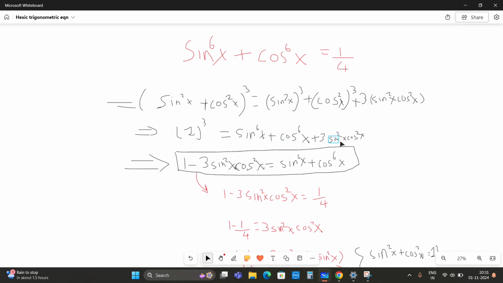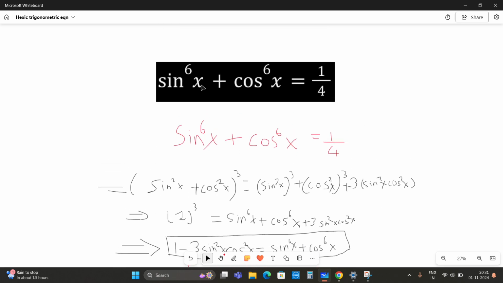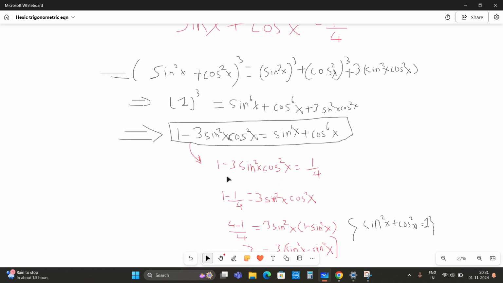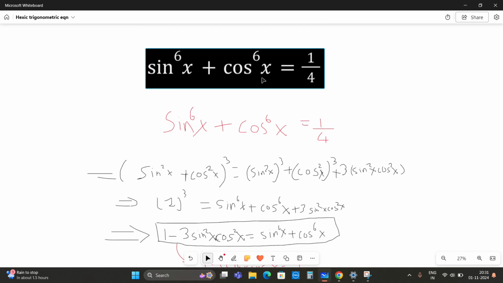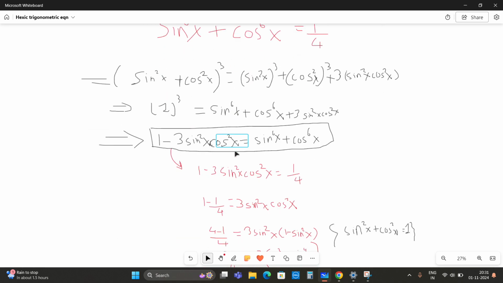Now we move the 3 sin^2 x cos^2 x from RHS to LHS, finding our final identity as sin^6 x plus cos^6 x equals 1 minus 3 sin^2 x cos^2 x. That is what we need to find. Now we can put this in: 1 minus 3 sin^2 x cos^2 x equals 1/4, as sin^6 x plus cos^6 x equals this expression only.